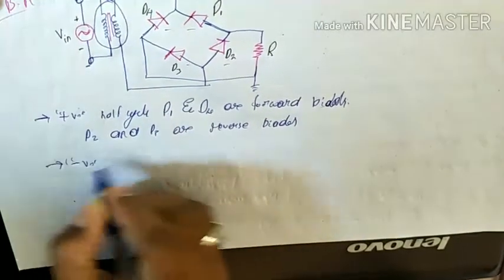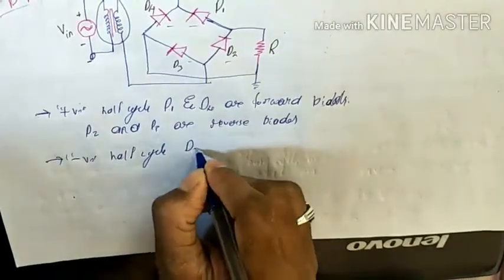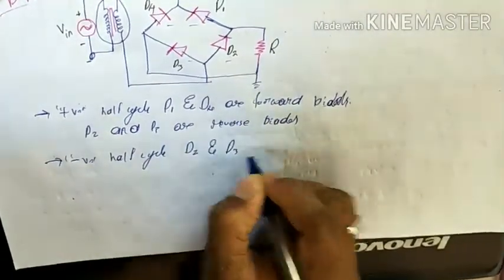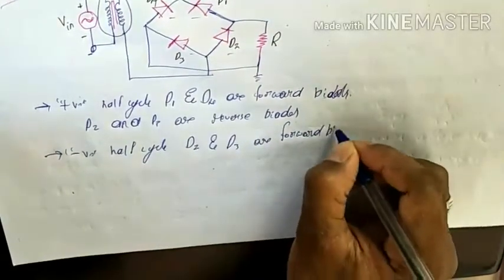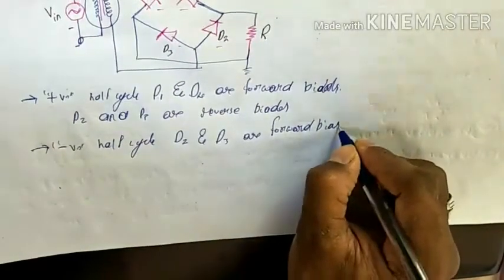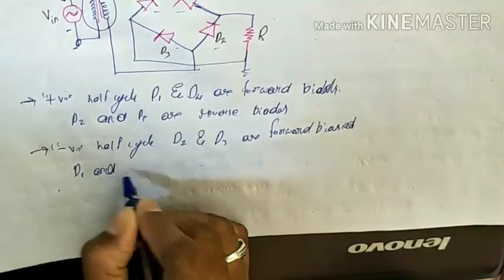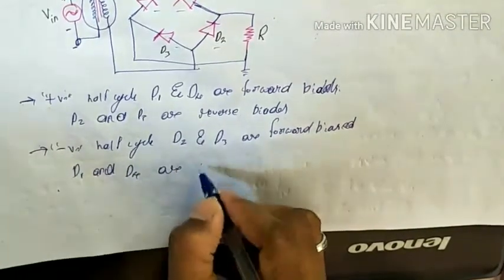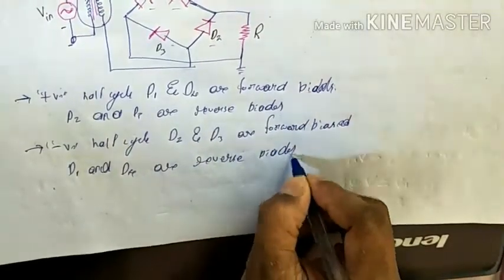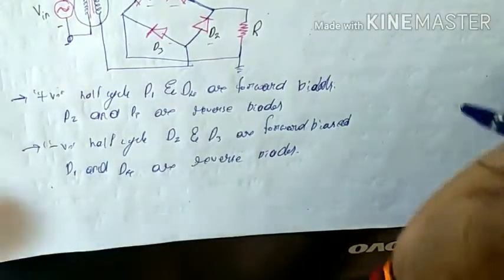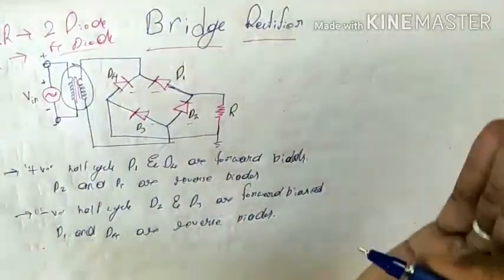For the next negative half cycle, the remaining diodes D2 and D3 are forward biased, and D1 and D4 are reverse biased. See, the bridge rectifier operation also looks the same as the full wave rectifier.